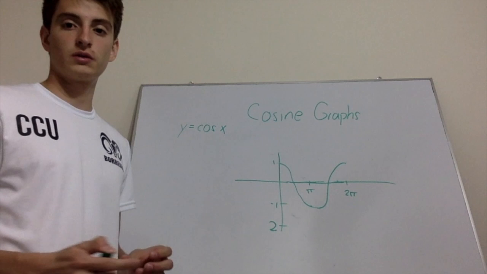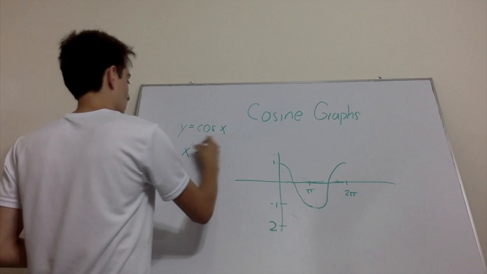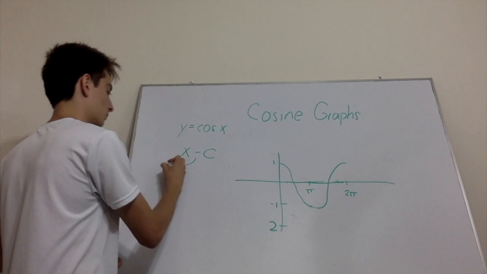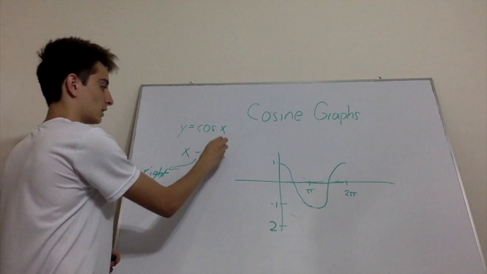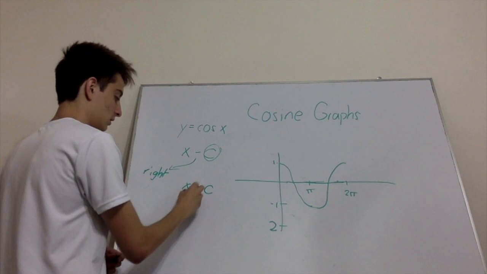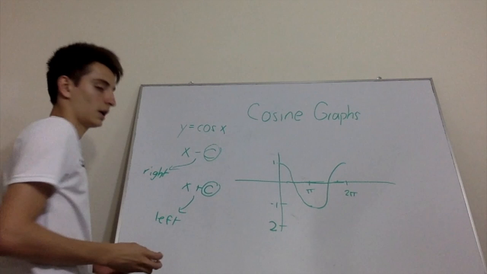Now for the horizontal shift, when we have x minus c, this means that it will move to the right the amount that is given as c, and when we have x plus c, this means it will move to the left the amount we have as c.